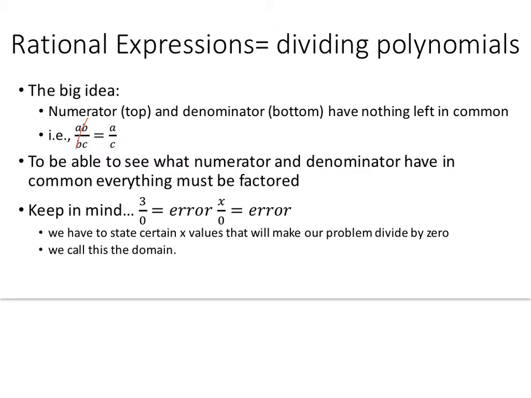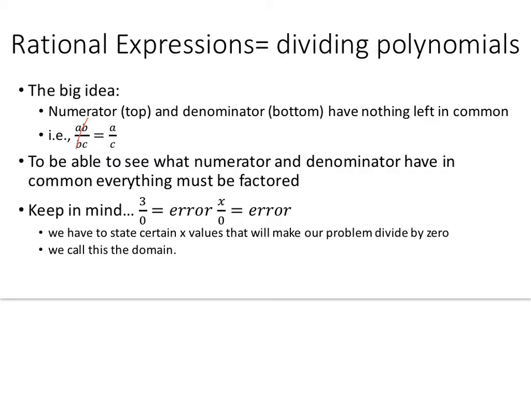To be able to see what the numerator and denominator have in common, everything must be factored. The last thing I want you to keep in mind today is that if you type 3 divided by 0 into your calculator, the calculator is going to give you an error. If you have x divided by 0, that's also an error. So remember, anything divided by 0 is undefined. You can't divide by 0.